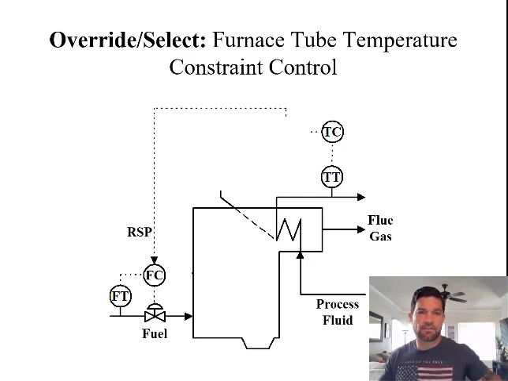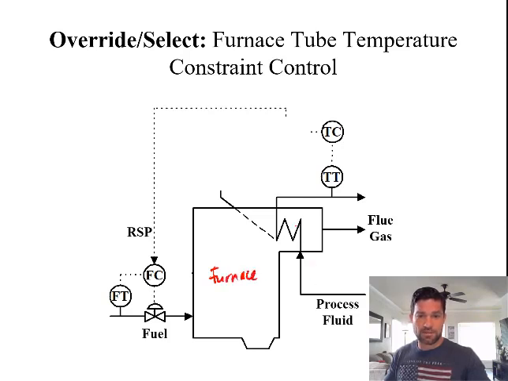All right, now let's look at another example of override select using the furnace tube temperature constraint control. This is an example we looked at last time. This time we're going to go through and set it up with a system that you're a little familiar with. Let's first start by reviewing the process. In this case, we're using a furnace. So here we have a furnace.